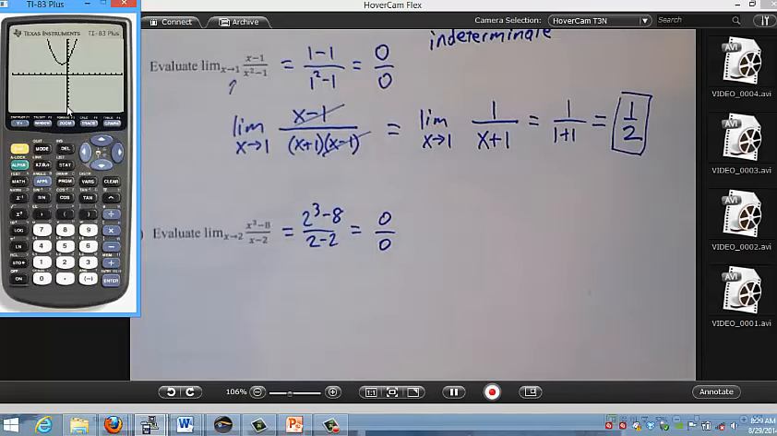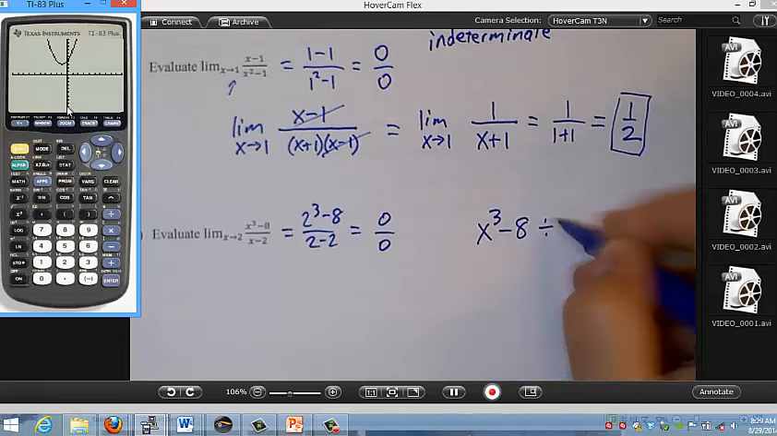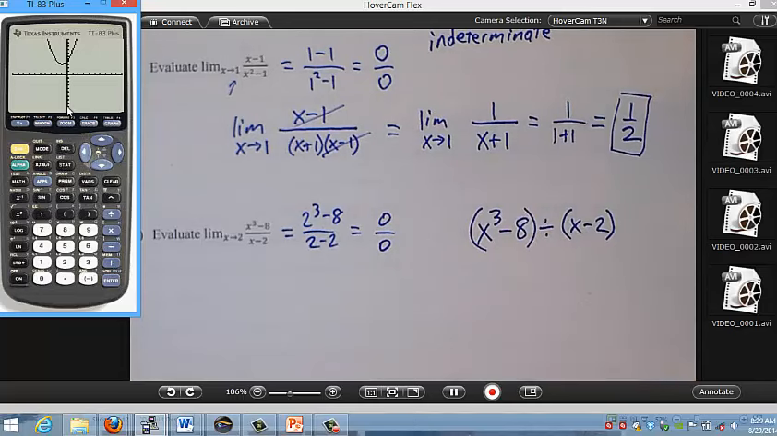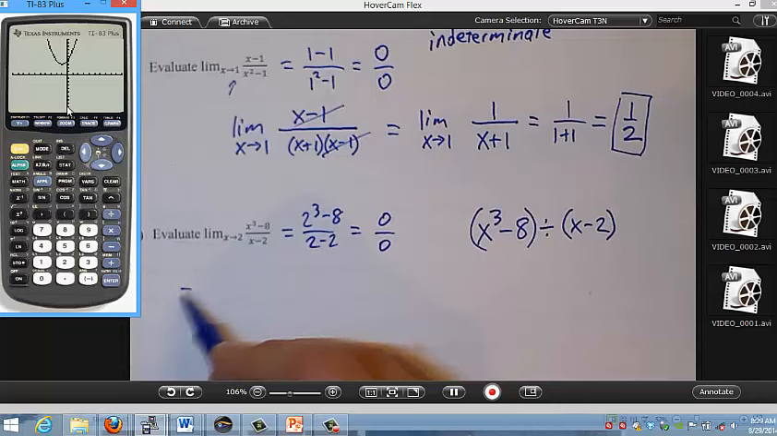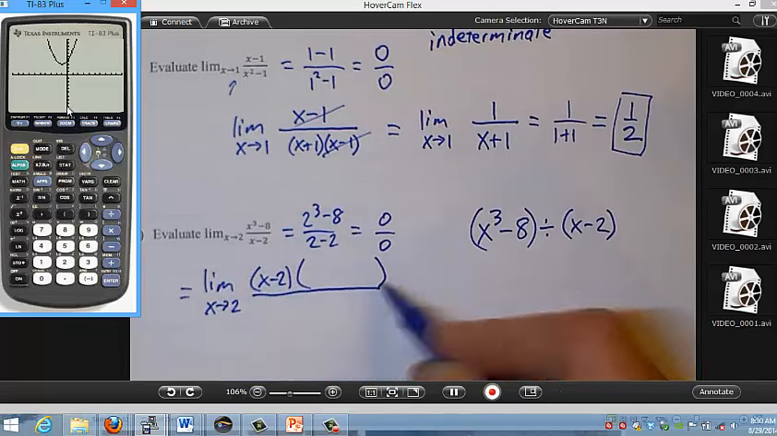Go ahead. Synthetic division. How many people remember synthetic division? That's not enough. I'm going to go over it. Here, x cubed minus 8 divided by x minus 2. That's what it really says, right? If we can divide by x minus 2, then what we'll be able to do is rewrite the numerator as x minus 2 times whatever the quotient is.